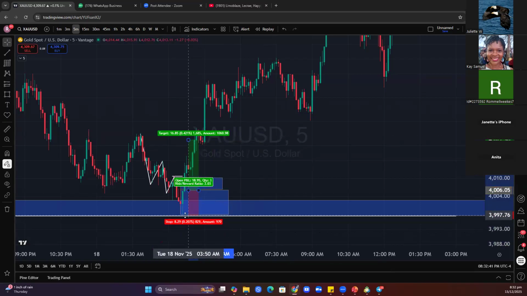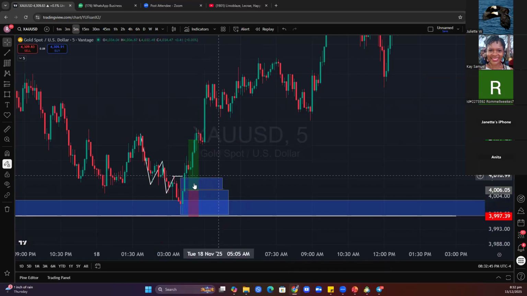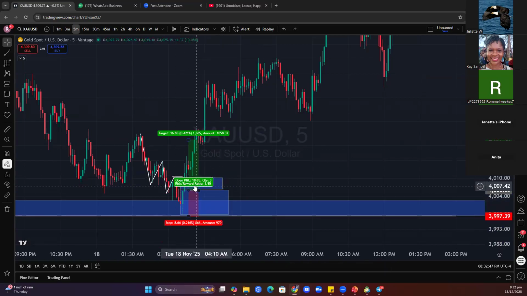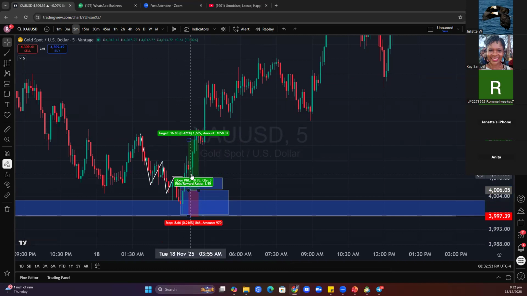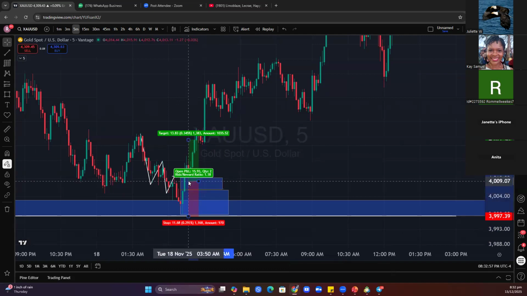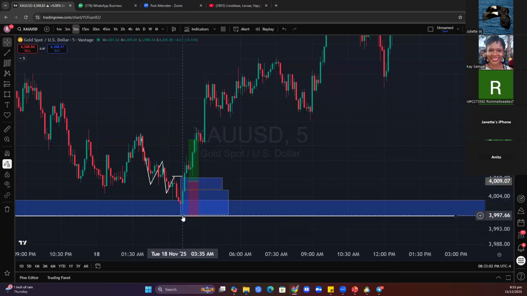Okay, and your stop would just be below that. Or you could go 50% of the imbalance area, which is a much higher entry, to be honest, which would look like around here. That would be your entry with your stop below, guys. And literally, that is it.